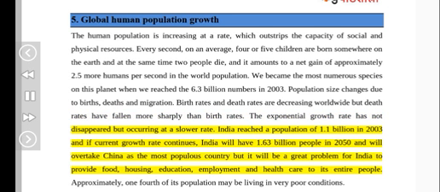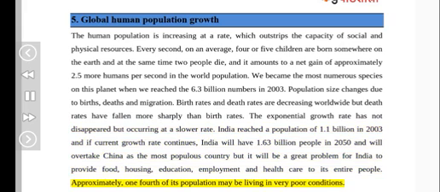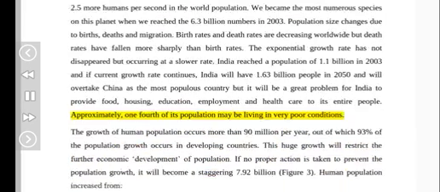India reached a population of 1.1 billion in 2003, and if the current growth rate continues, India will have 1.63 billion people in 2050 and will overtake China as the most populous country. But it will be a great problem for India to provide food, housing, education, employment and health care to its entire people. Approximately one-fourth of its population may be living in very poor conditions.